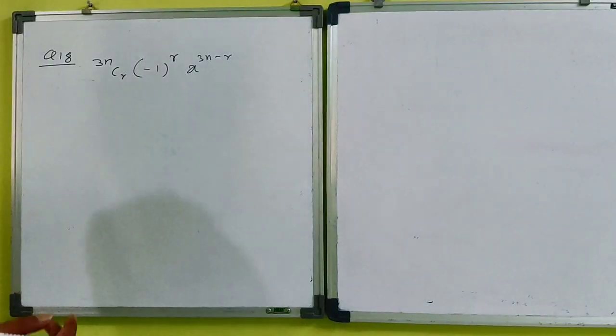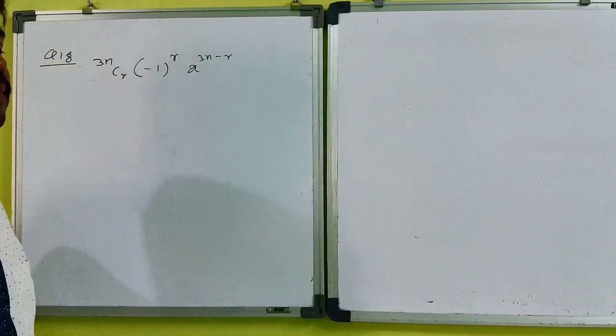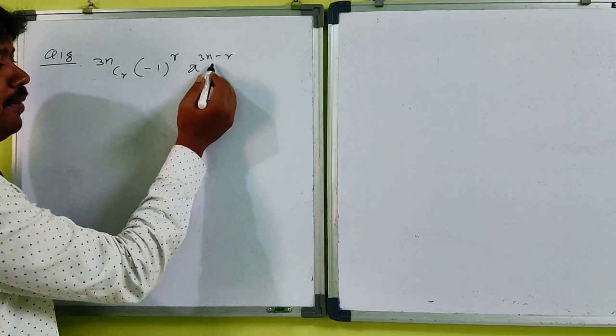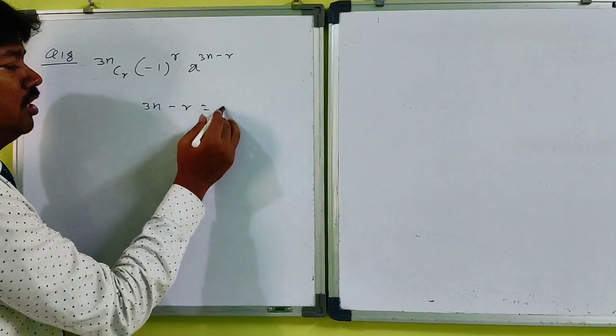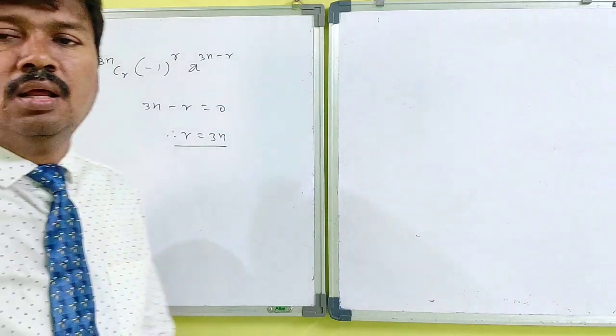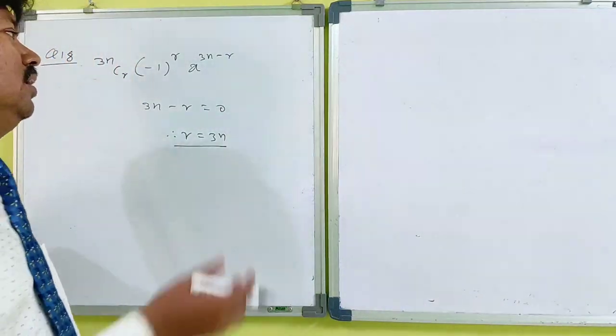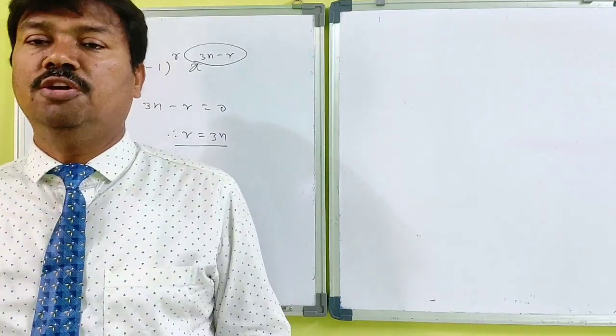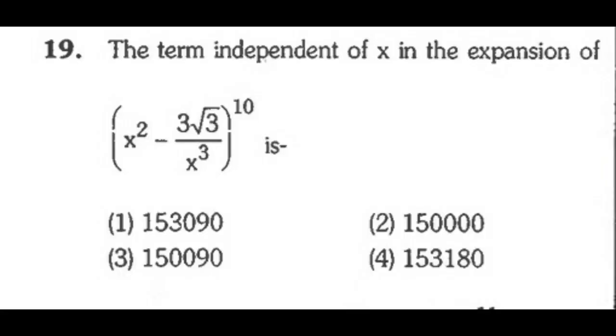Question number 18 is very simple here. Make this term independent of x. When the term is independent of x, the power of x should be equal to 0. Therefore, r is equal to what? 3n. That's very simple. It's a basic thing that you have to equate the power of x with 0. That's it.